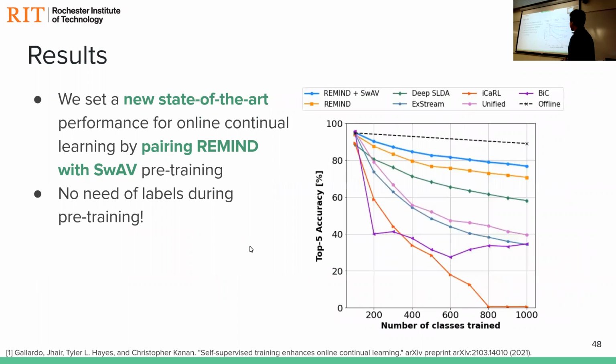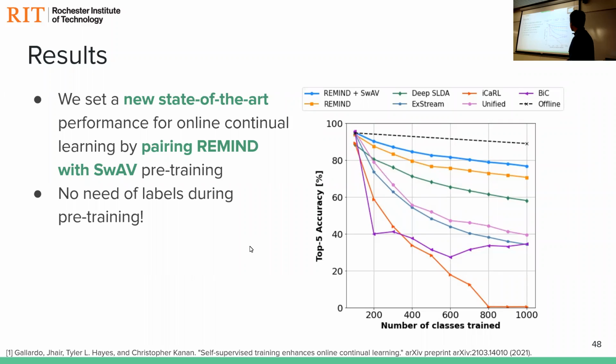So with this, we set a new state of the art on online continual learning by pairing REMIND with SwAV, which is this blue curve now. So this is the same plot that I showed you before, but now we have this extra blue curve, which is that pair of REMIND plus SwAV. And you can see that now the curve decreases even less. But something better now is that we don't need labels for pre-training because we are using SwAV, which is a self-supervised method.